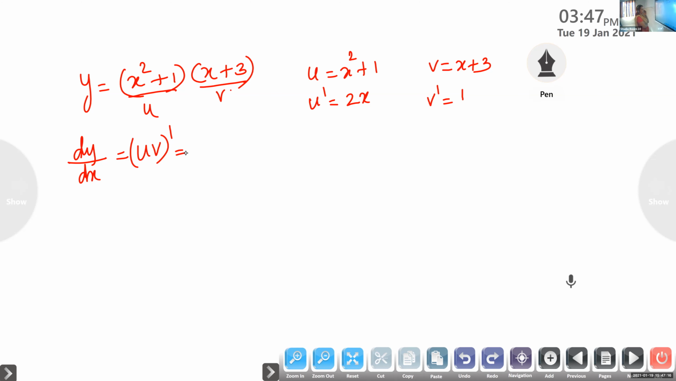Shubham, what is UV the whole dash? Product rule. What is UV the whole dash? Aditya, Satyan, can you try? 3x square plus 6x plus 1. Final answer you are giving is 3x square plus 6x plus 1. Is it correct, Aishwarya? Yes, ma'am, even I got the same.